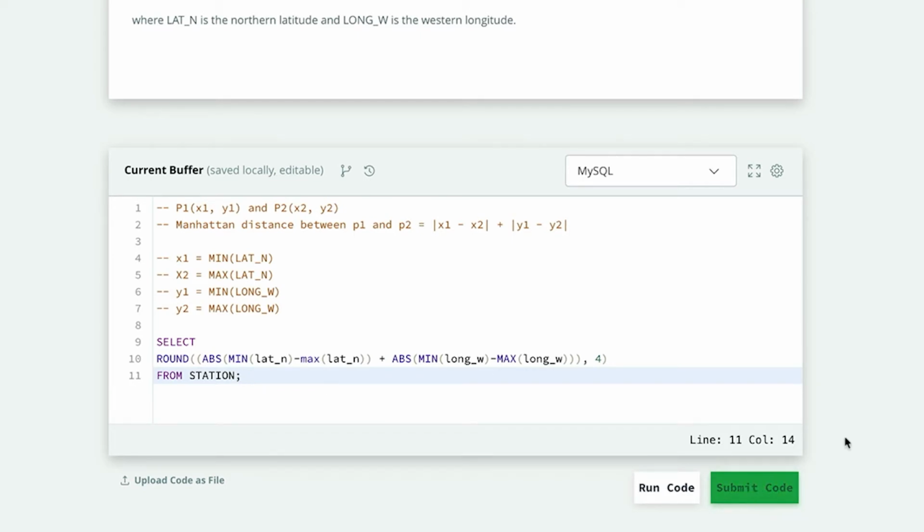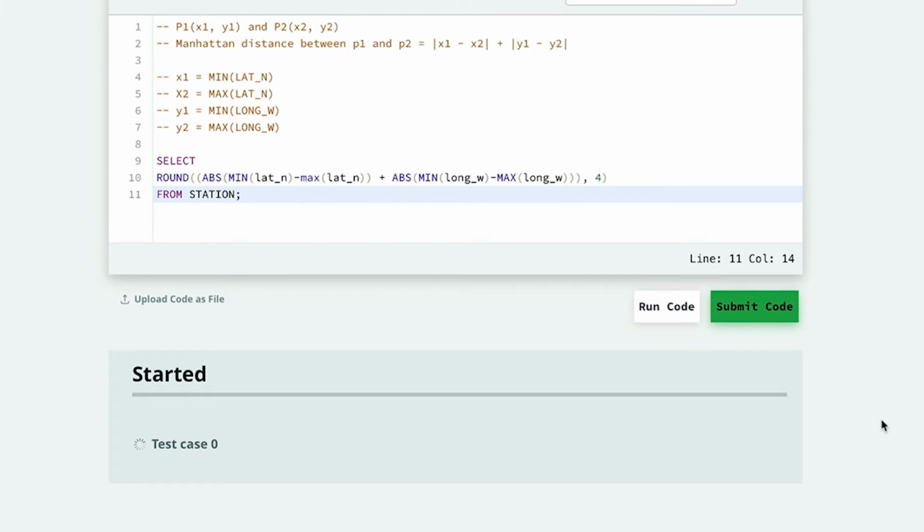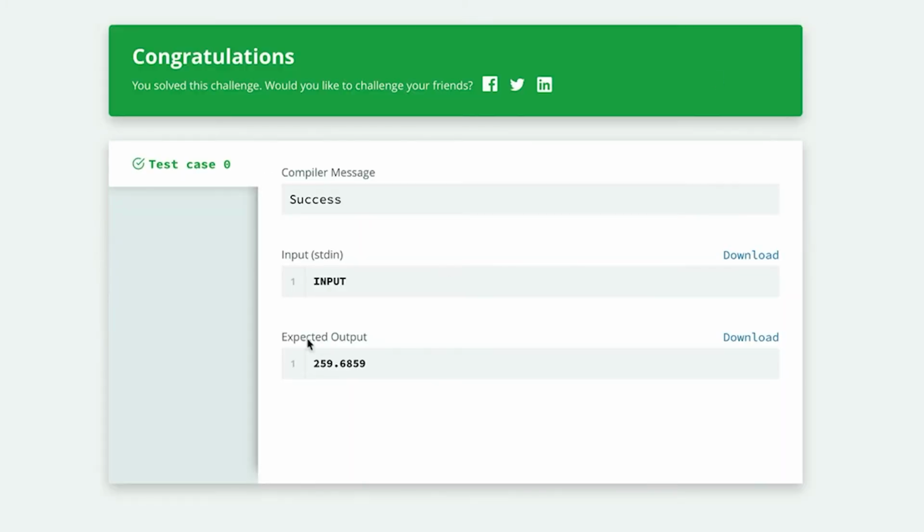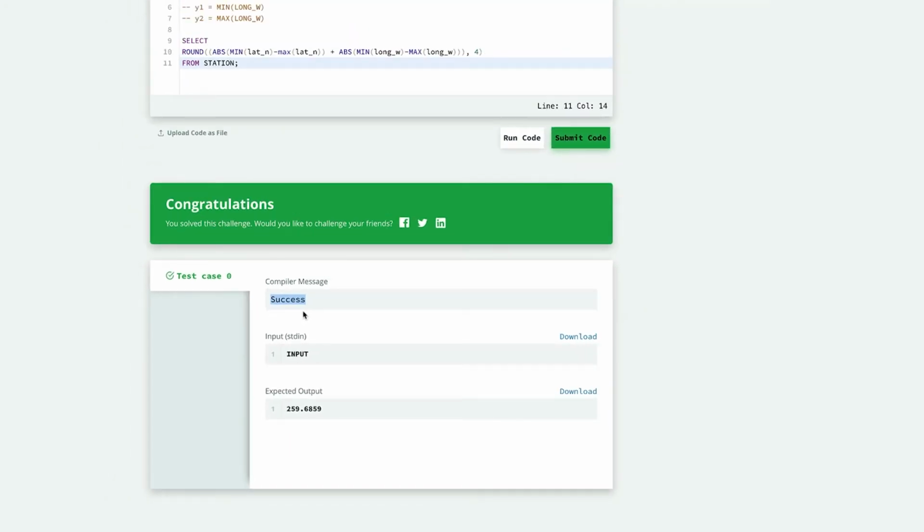Let us submit the code and check whether it is correct or not. So I have submitted the query and you can see the success message on the compiler. I hope all of you have understood the problem. So let us move to the next question.